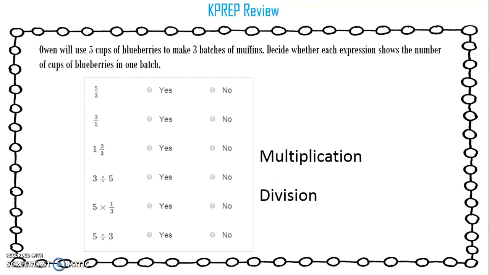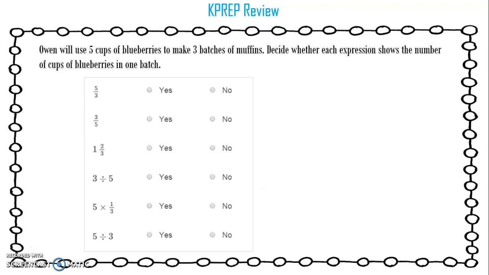So that leaves me with multiplication and division, which can be a little tricky when we're talking about fractions. In this case, though, I have whole numbers. So when I think I have 5 cups of blueberries to make 3 batches of muffins, and I want to know how many blueberries are in one batch, I know that means I'm going to have to divide to figure out how much is in that one batch. So I know that this is going to be a division problem.